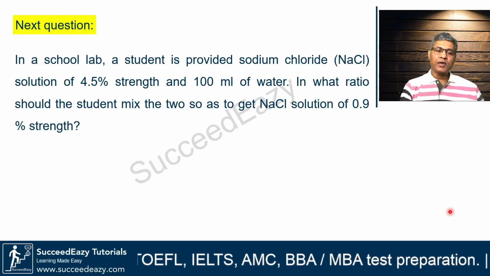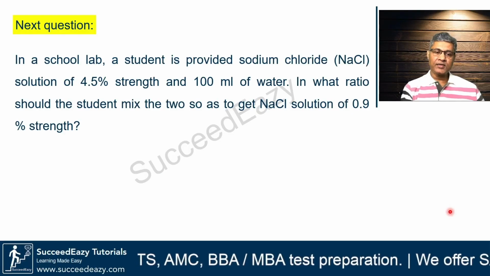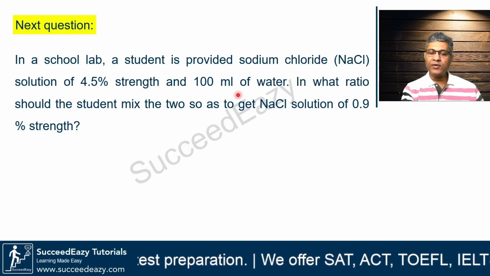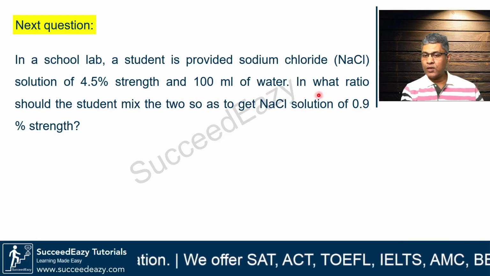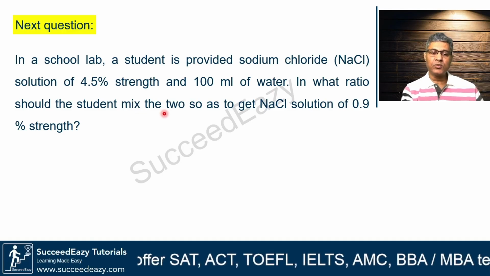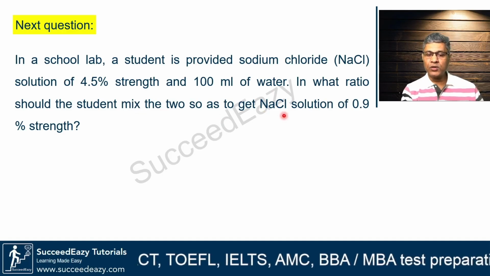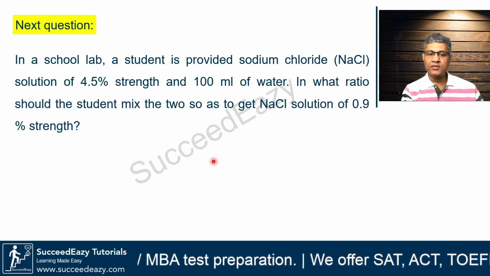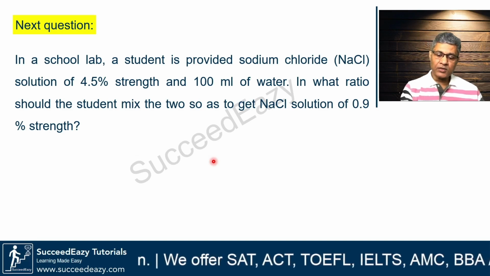In a school lab, a student is provided sodium chloride, that is NaCl solution of 4.5% strength and 100 milliliters of water. In what ratio should the student mix the two so as to get sodium chloride solution of 0.9% strength? Please try this. It's a good question. Let's now look at the solution.